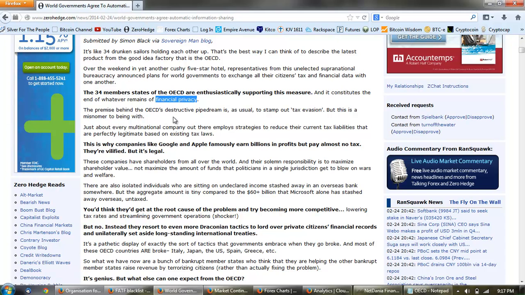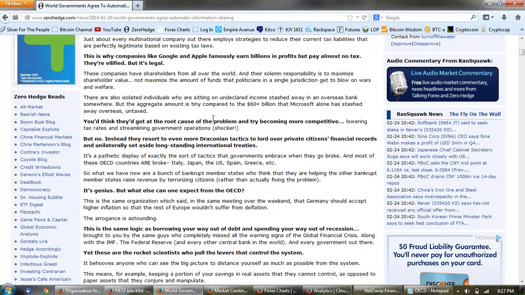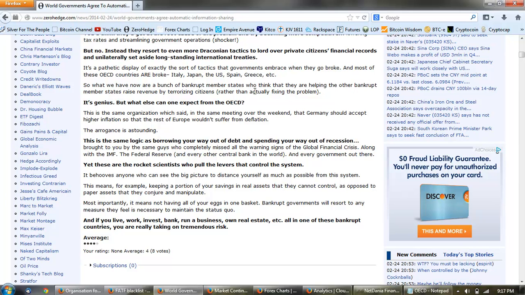The premise behind the OECD's destructive pipe dream is, as usual, to stamp out tax evasion, but this is a misnomer to begin with. Just about every multinational company out there employs strategies to reduce their current tax liabilities that are perfectly legitimate based on existing tax laws. This is why companies like Google and Apple famously earn billions of profits but pay almost no tax. These companies have shareholders from all over the world, and their solemn responsibility is to maximize shareholder value, not maximize the amount of funds that politicians in a single jurisdiction get to blow on wars and welfare. So that's what's going on.